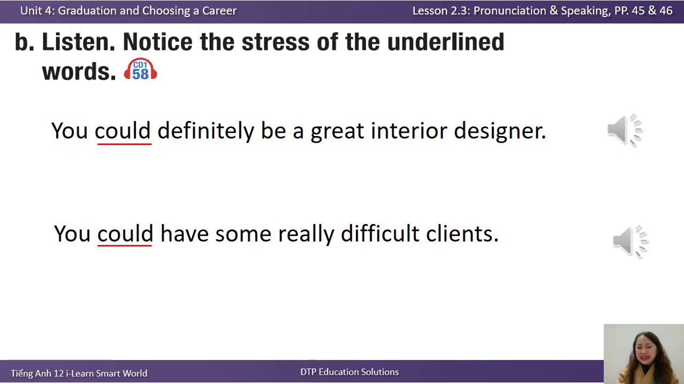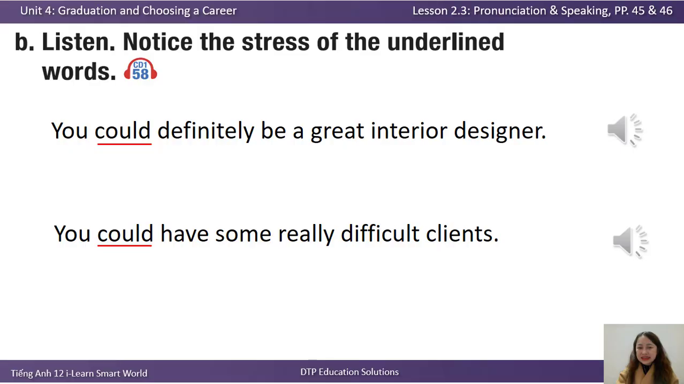Now move to part B. Let's listen carefully to an audio recording. Pay attention to the underlined words, especially where the stress falls. I'll play it twice so you can follow along.